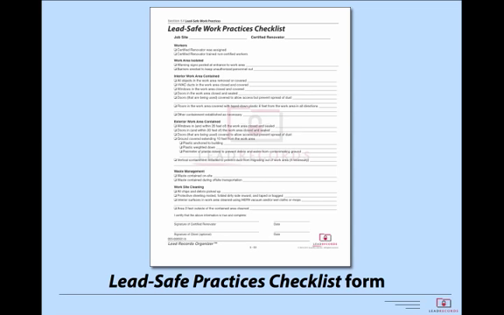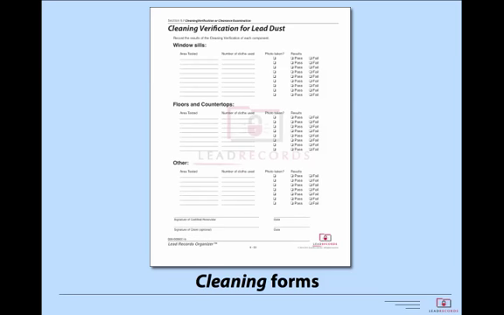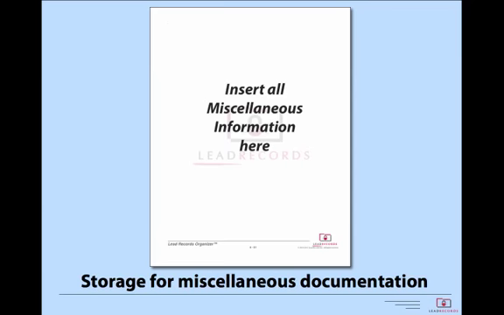Hey, here's an idea from Lead Records. Post a copy of the checklist at the egress door of your job site so your workers can use it to make sure that they cover all the steps. There are cleaning verification forms with reminders of how to perform the test and what you can do to document that you cleaned the project adequately. There's even a spot in the Organizer to store documents, photos, and reports that you collect during the project.